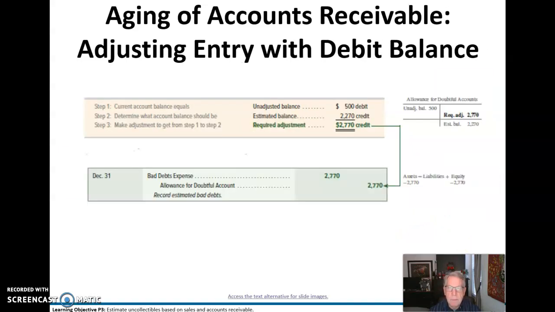Okay, so now here we have a debit balance. Now, if you have a debit balance, that means we've had too many real write-offs against that allowance for doubtful accounts. So we now have a debit balance, which we have to overcome and add another $2270 on top of that. So we need to adjust the allowance for doubtful accounts by $2770 here.